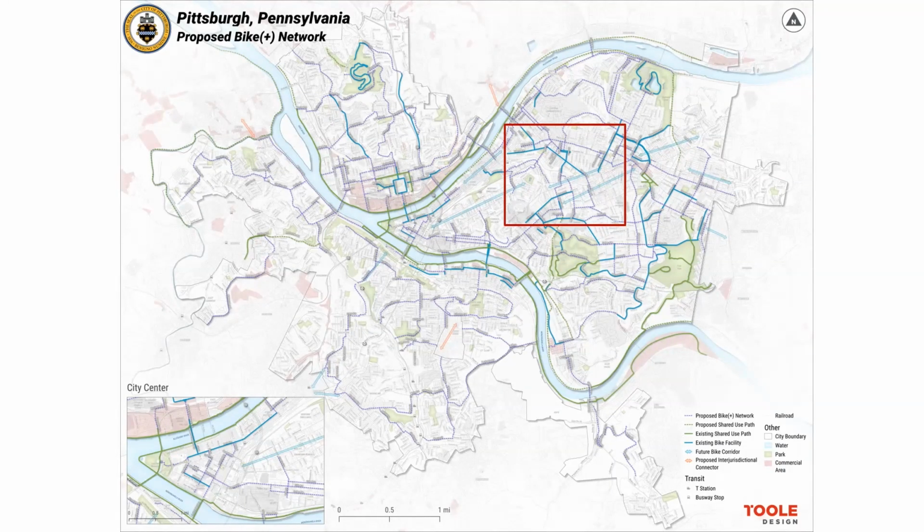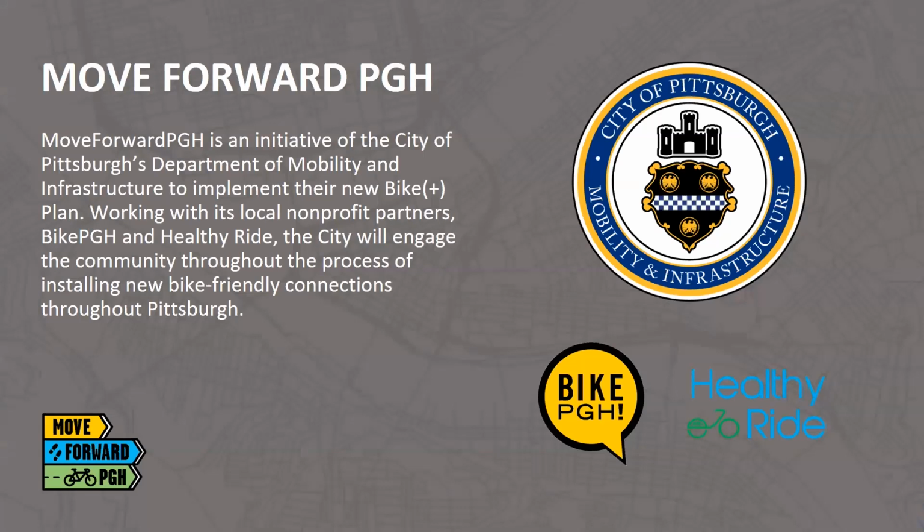And today we are going to introduce 2 improvement corridors from the eastern side, as you can see in the highlighted portion. They are in the Shadyside and Bloomfield neighborhoods: Aiken Avenue, and the other one is Melwood Avenue. I want to talk a little bit about the Move Forward program also. Move Forward PGH is an initiative from the city of Pittsburgh, from the Department of Mobility and Infrastructure. We are working with our nonprofit partners, Bike Pittsburgh and Healthy Ride, on the community engagement process.